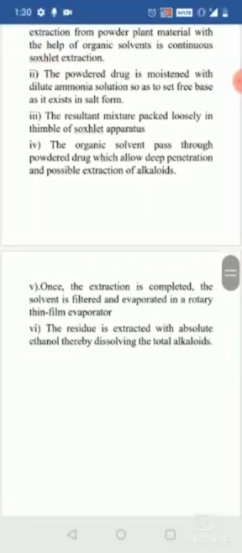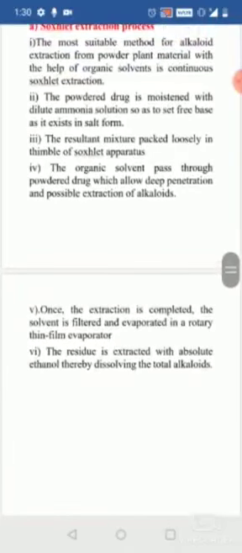Then you are going to add the organic solvent at the bottom. As the organic solvent boils, it is going to evaporate and condense at the condenser, and the continuously hot liquid is going to fall on the thimble or the powder, and that is going to penetrate. So depending upon the concentration gradient, osmosis will take place and the active constituents present inside the powder are going to move out from the powder.